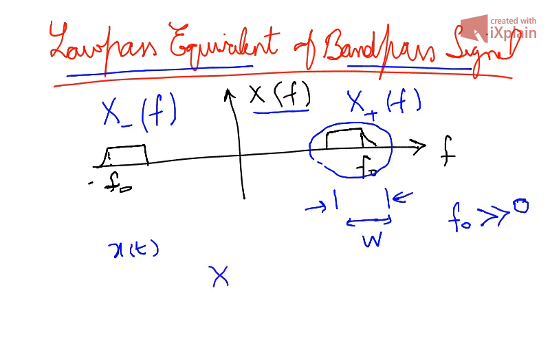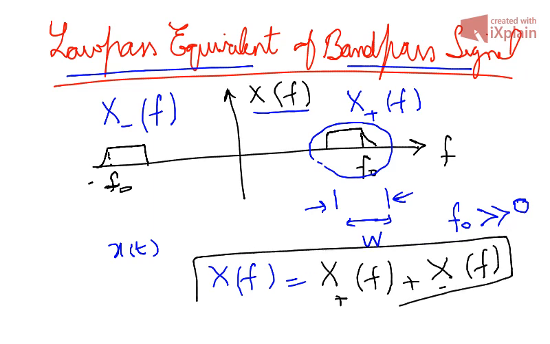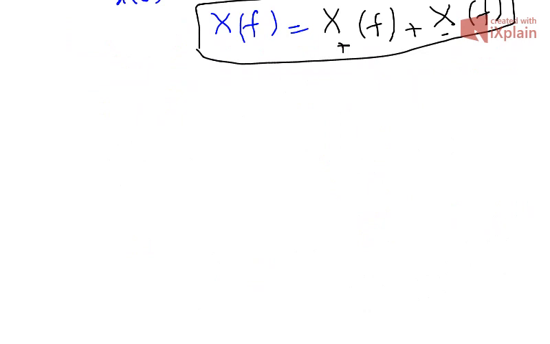And of course your x of f, you can always write as x positive of f plus x negative of f, right? So this is our x of f. Now because this is a real signal, for a real signal the Fourier transform has Hermitian symmetry. And what do we mean by Hermitian symmetry?